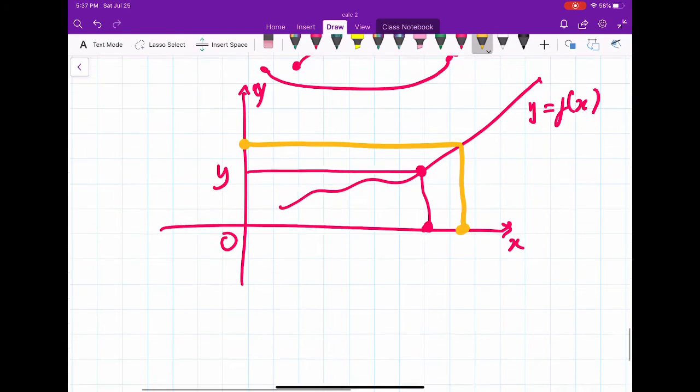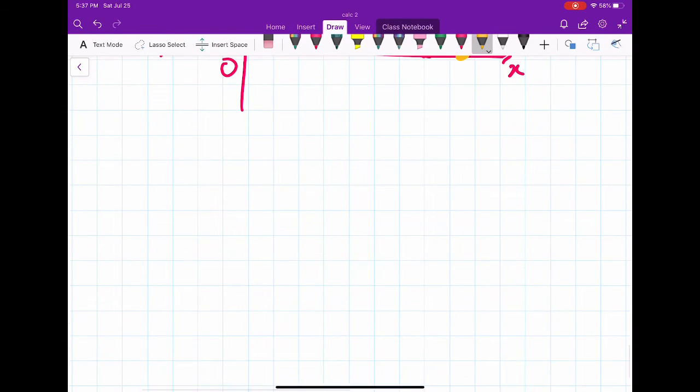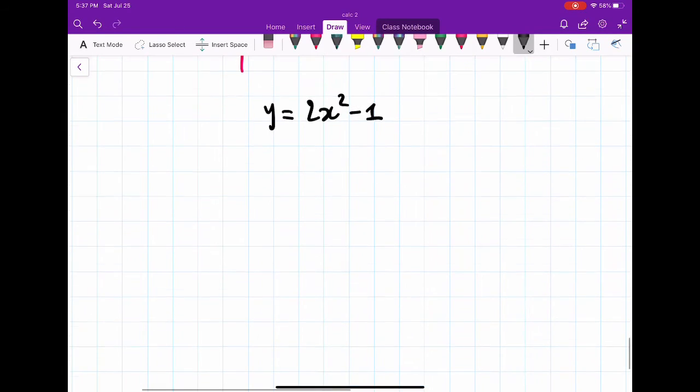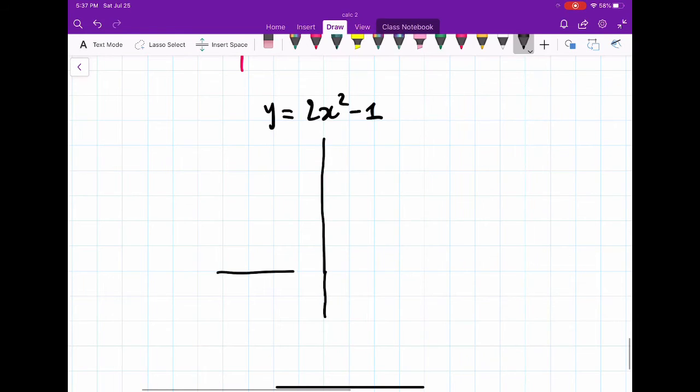Now look at the picture of the parabola y equal to 2x squared minus 1. The picture of this looks like this. This is x, this is y. So you want to find the vertex. The vertex should be x equal to 0, y equal to -1, right here. That is the vertex of the parabola.